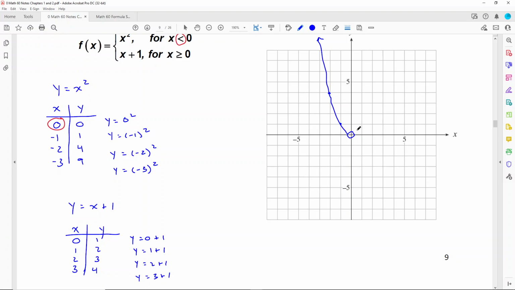So then I plot those points. When x is 0, I have a y value of 1. This one's a closed circle because it's equal to. Then I have a point at 1, 2. Then I have a point at 2, 3. And then I have a point at 3, 4.